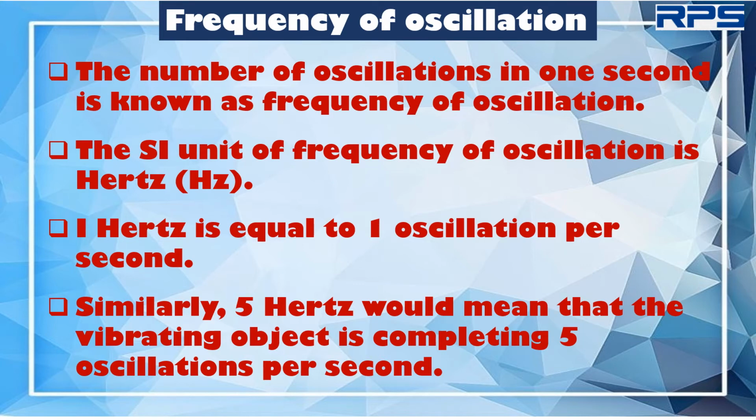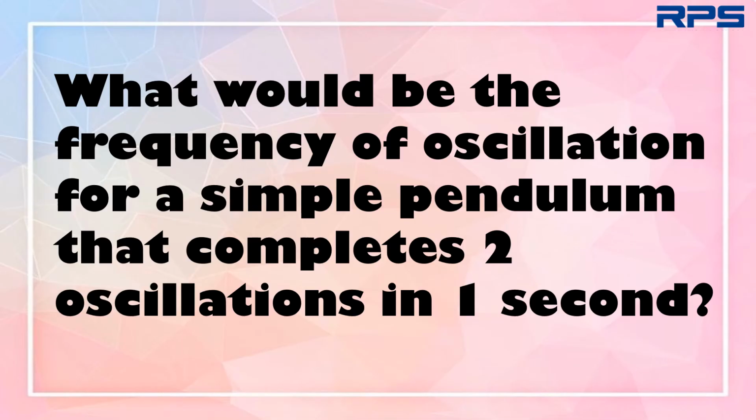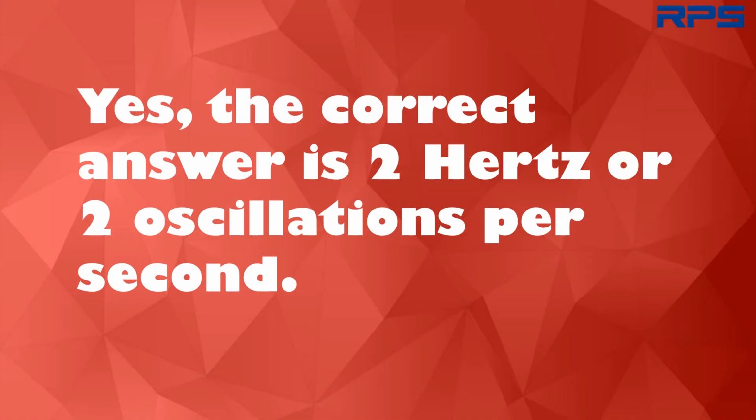Now let's do some practice and try to answer the following questions. What would be the frequency of oscillation for a simple pendulum that completes 2 oscillations in 1 second? Yes, the correct answer is 2 Hertz or 2 oscillations per second.